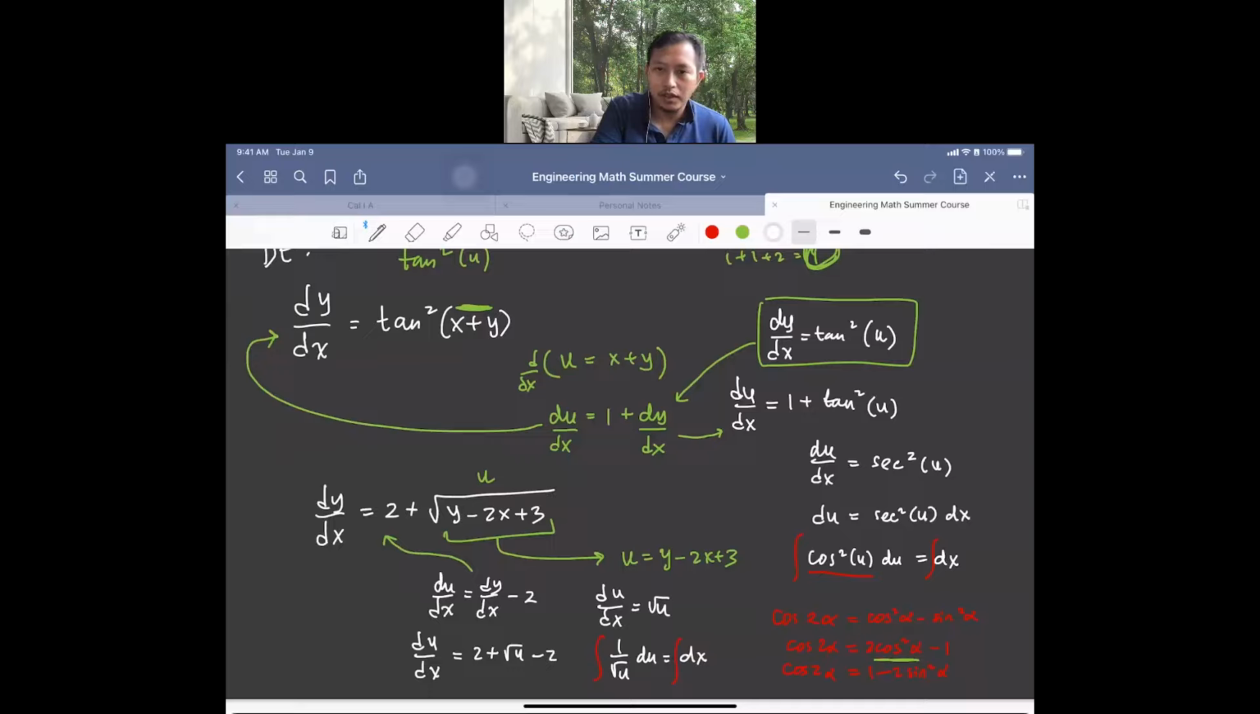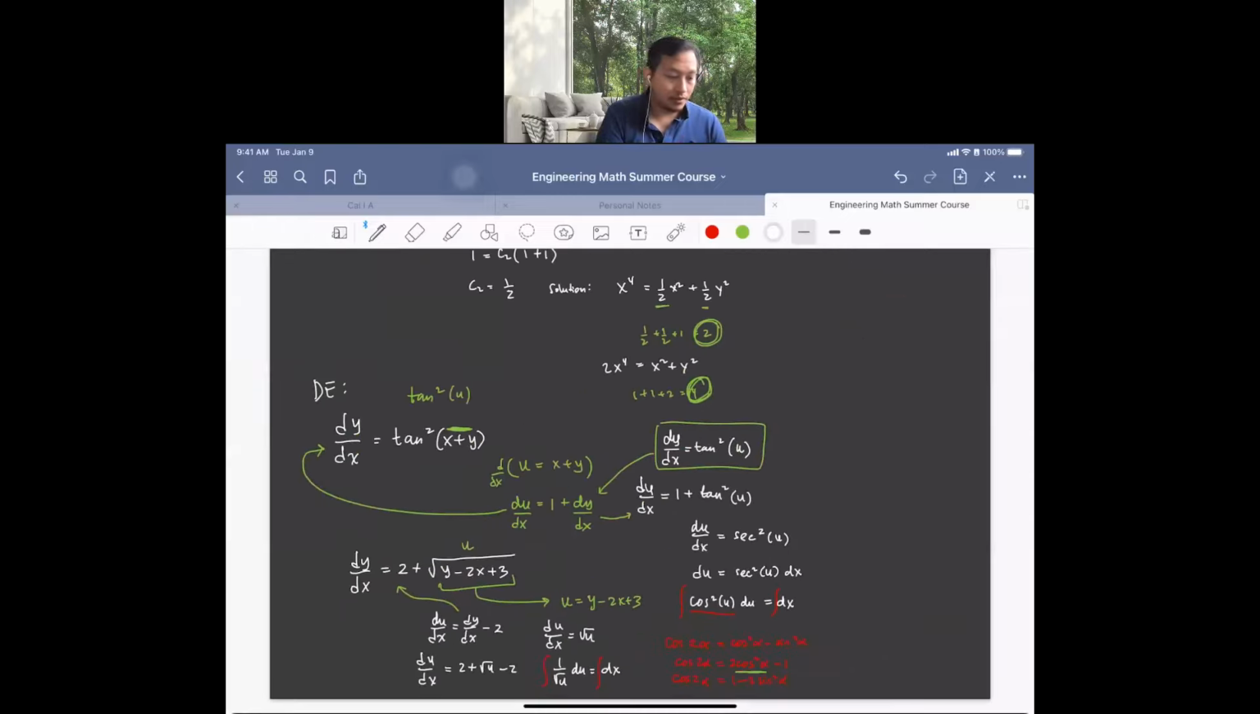Okay, I hope for the higher order, for the reduction of order, it's clear and you can resolve that as well. Let me just go to some example. Let me give you just a quick short question on the reduction of order.